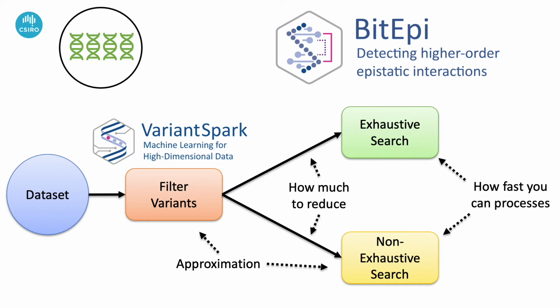Before we skip this slide, I would like to introduce you to VariantSpark as well. That's another great software that we built in our team. It uses machine learning to rank variants in such a way that if you pick the top ranked variants, most of the significant interactions in your dataset appear between those variants.